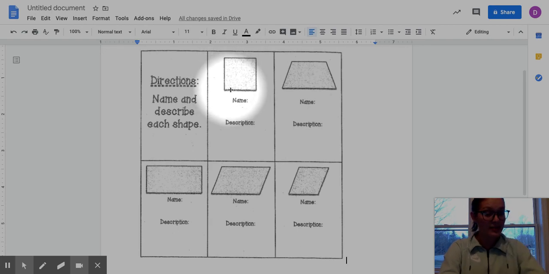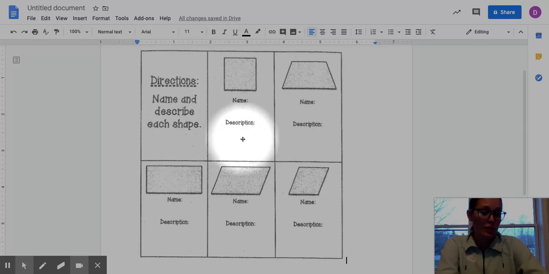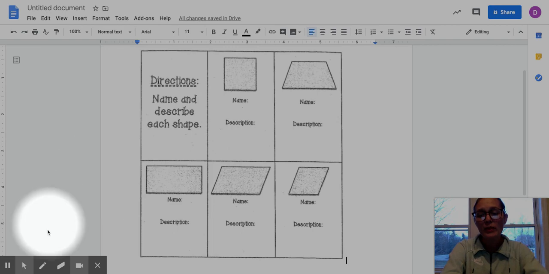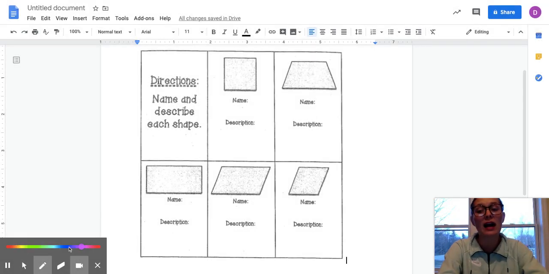These angles on a square are called a special type of angle. They're called right angles because they look like a perfect L or a perfect corner of a book. So for the description, you might say there are 4 right angles. You can also talk about parallel lines.